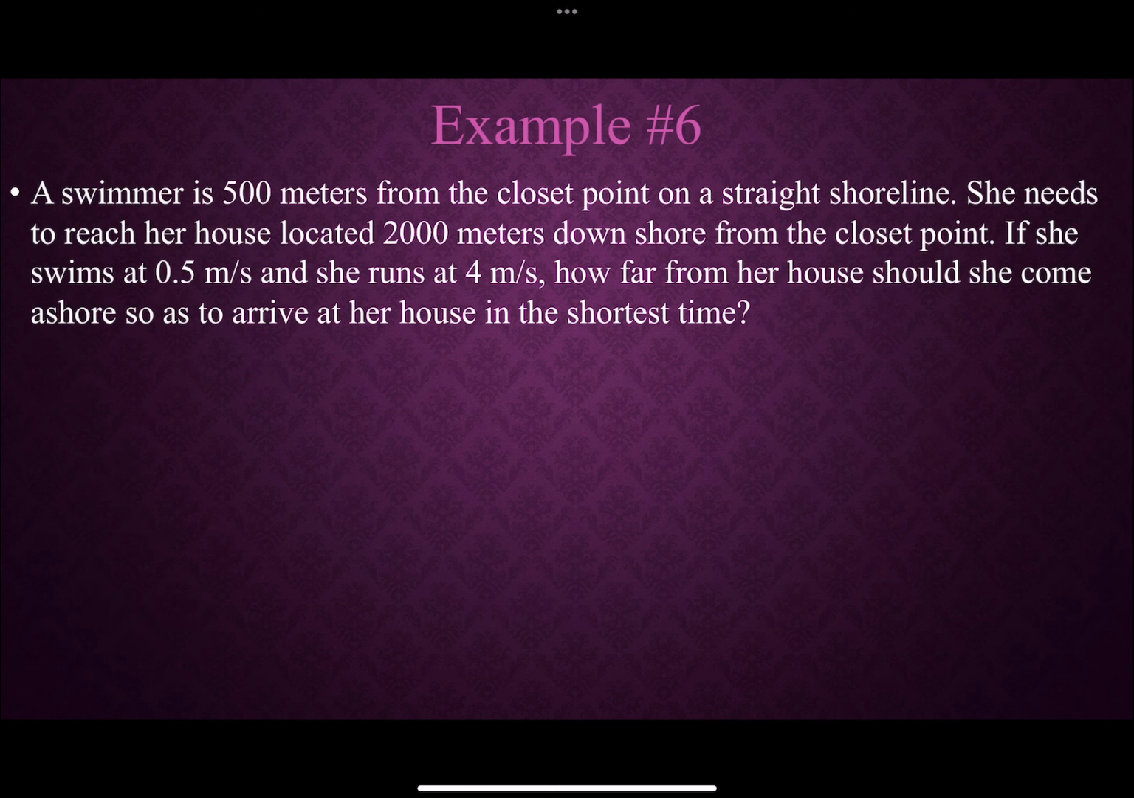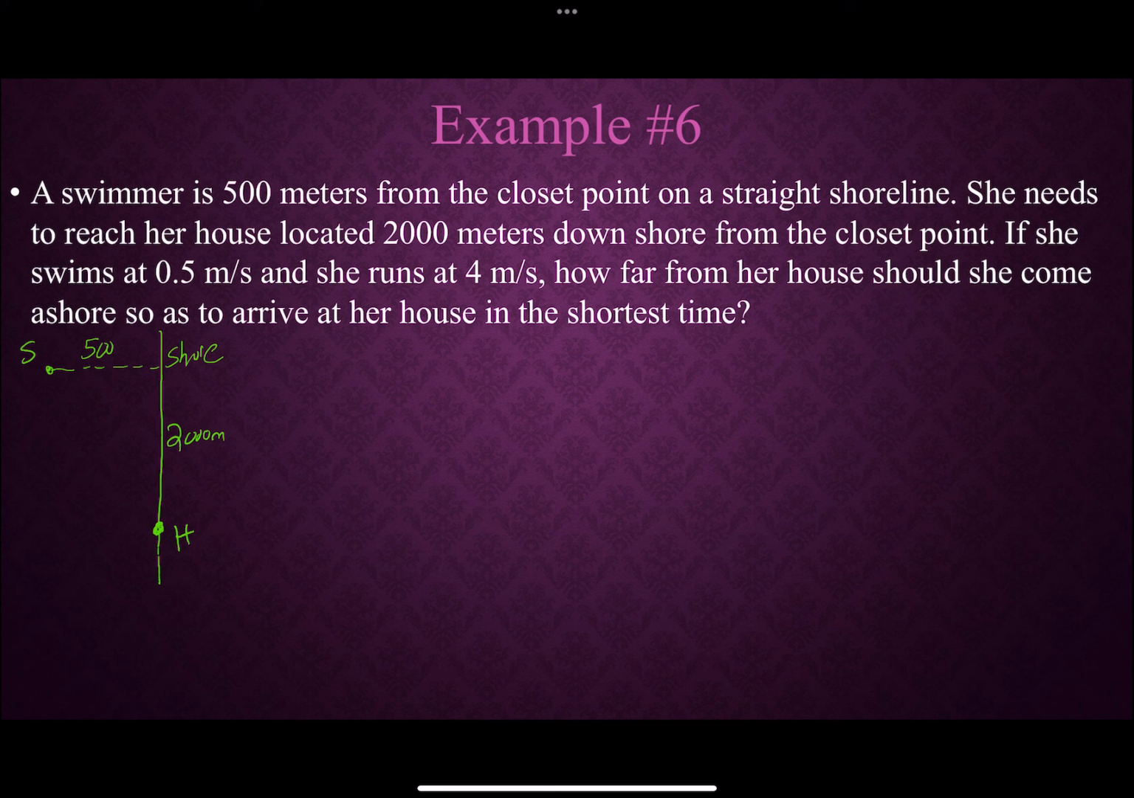All right, so here in this next example, we've got a swimmer. They are 500 meters from the closest point to a straight shoreline. So if we have our swimmer right here, we'll call him S. This is 500 meters to the shore. There's our shore. She needs to reach her house located 2,000 meters down the shore from the closest point. So this would be down here. So there's our house. This would be 2,000 meters.